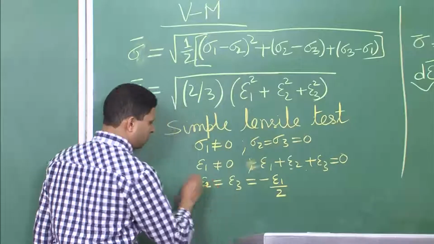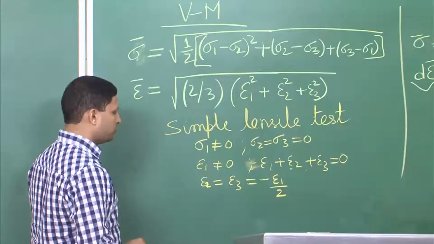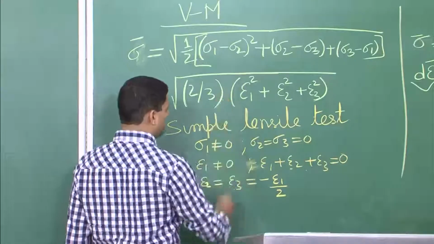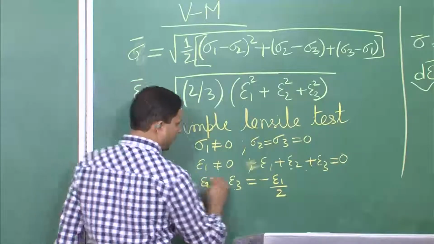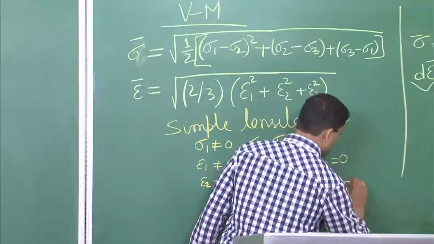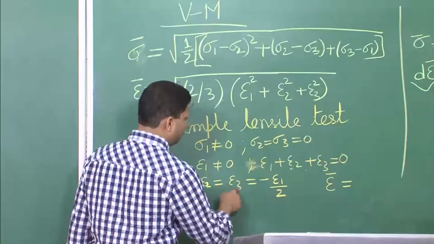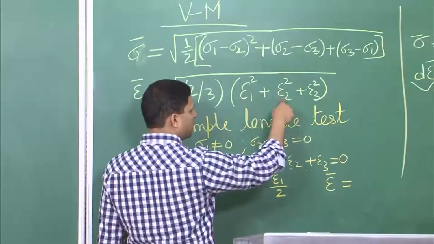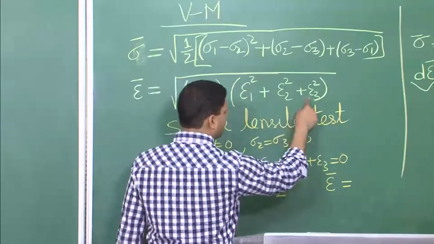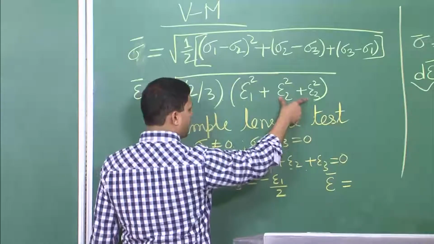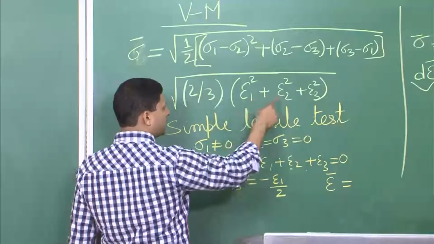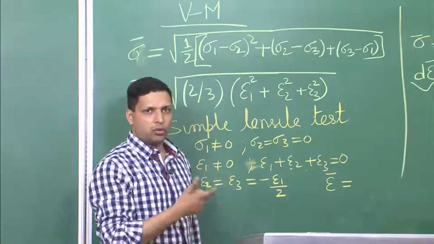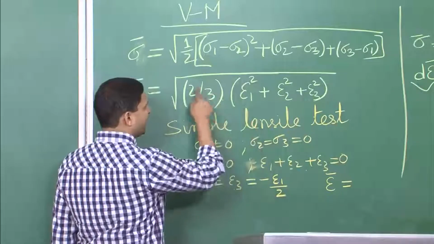So, this is epsilon 2 to be precise. Now, if you put epsilon 2, epsilon 3 equal to minus epsilon 1 by 2 over here, you will have epsilon 1 square plus epsilon 1 square by 4 plus epsilon 1 square by 4. So you have 2 epsilon 1 square by 4, which is 1 by 2 epsilon 1 square, and this is epsilon 1 square. So that is 3 by 2 of epsilon 1 square, and that gets cancelled over here.